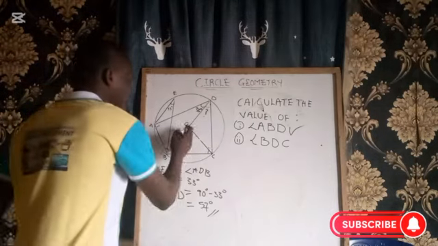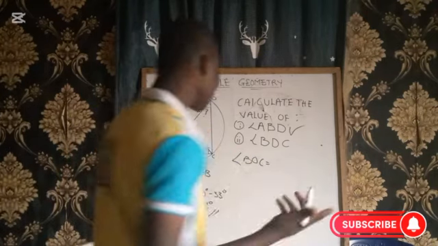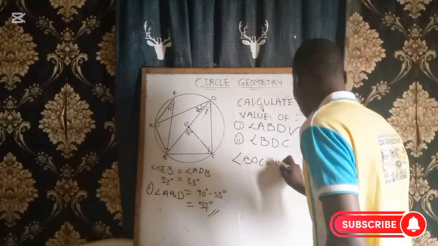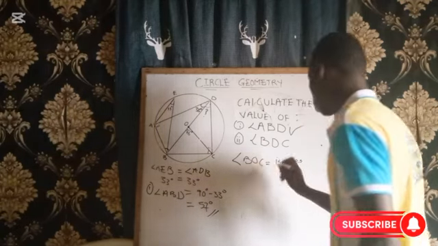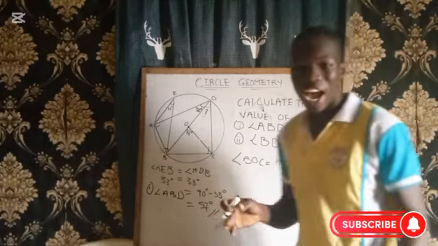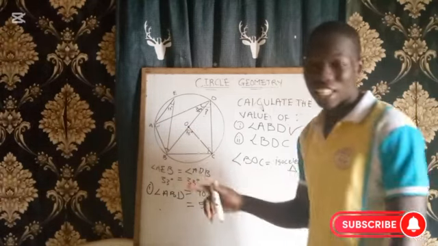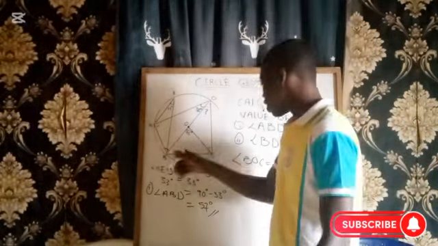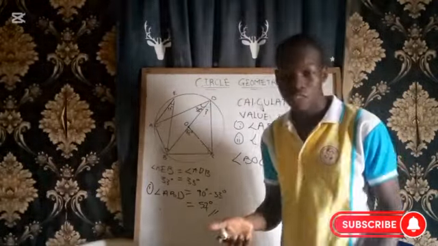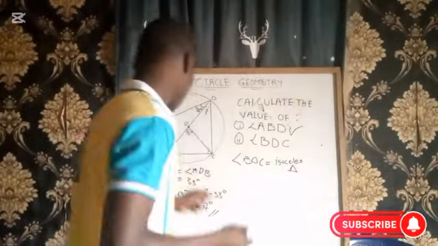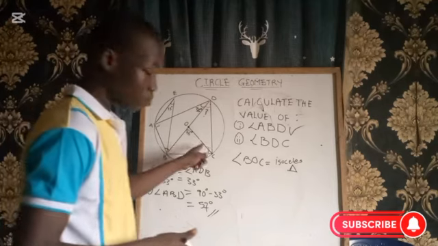Since both are radius, it means that BOC is an isosceles triangle. An isosceles triangle is a triangle whereby two sides are equal, and the base angles are also equal, right? So, how do we get the value of these two angles? Subtracting 76 from 180 degree, and dividing it by 2, we are going to get the angle of this base, right?